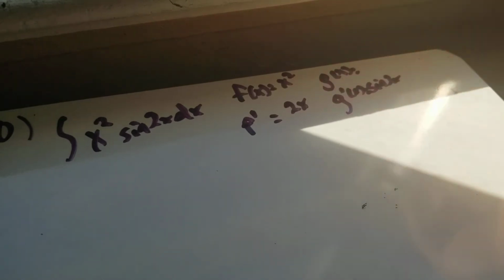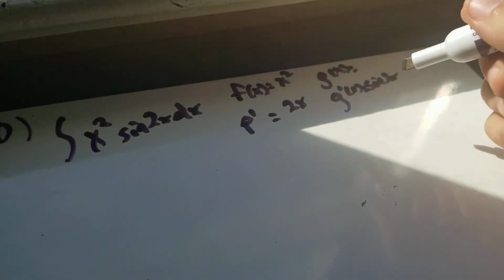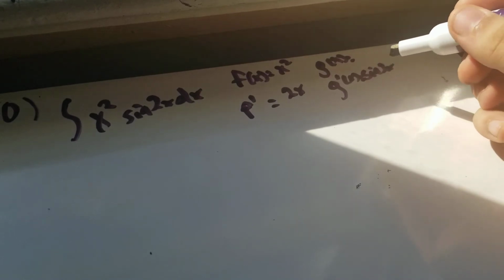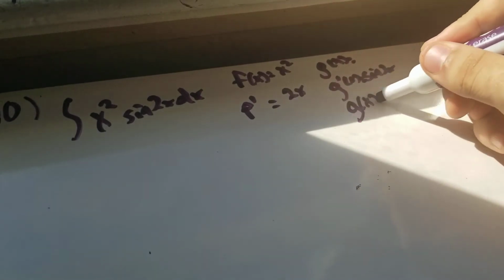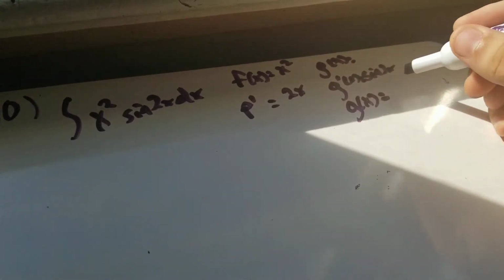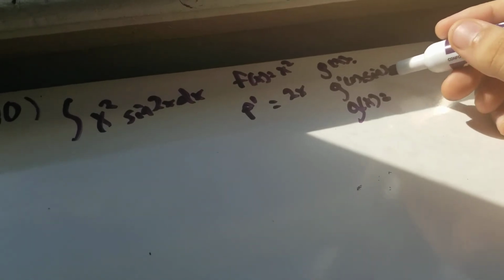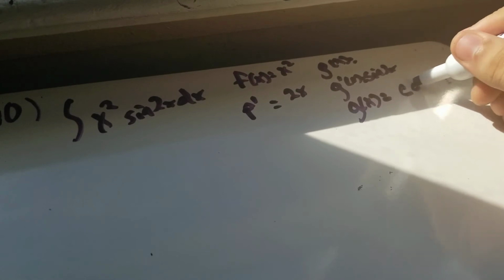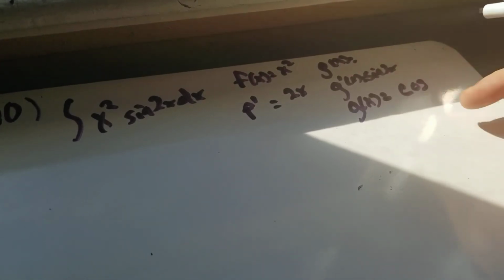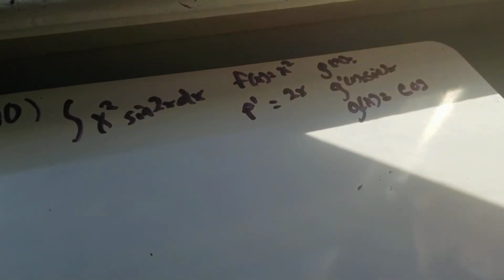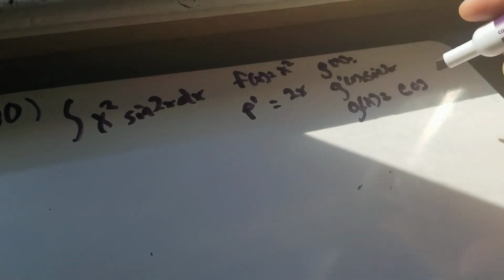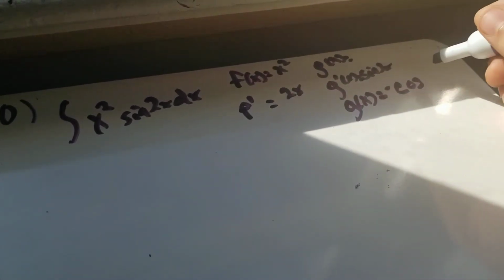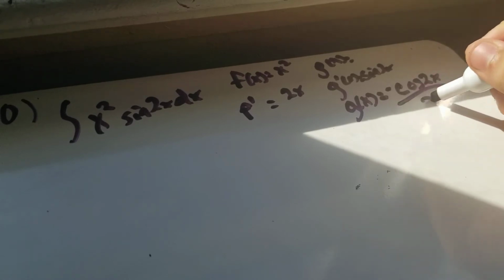Let's remember our rule: if there's a constant in front, we just divide by the constant. So g of x is going to become, the antiderivative of sine is cosine, but it's negative. Negative cosine 2x over the constant, which is 2.